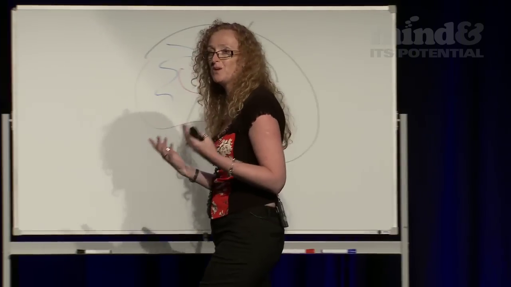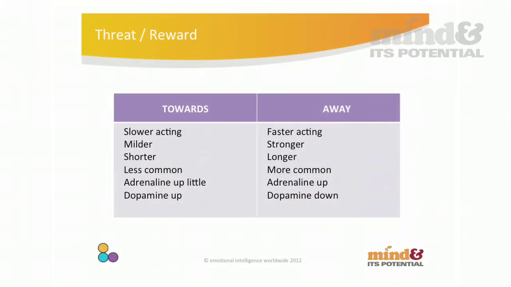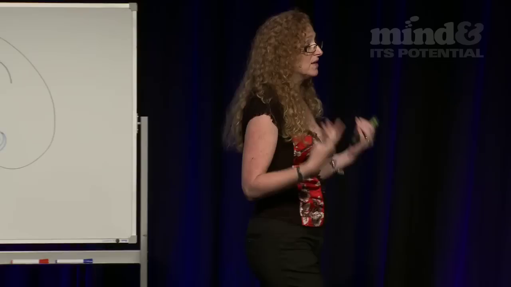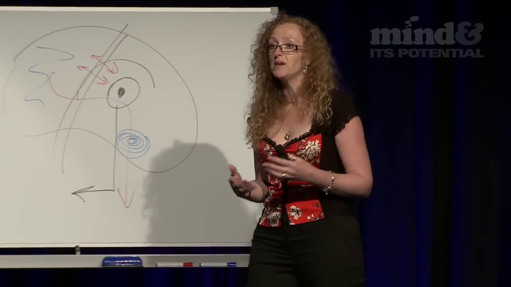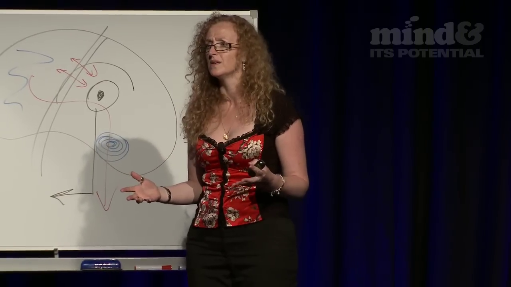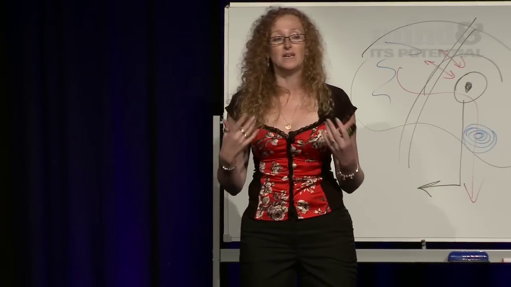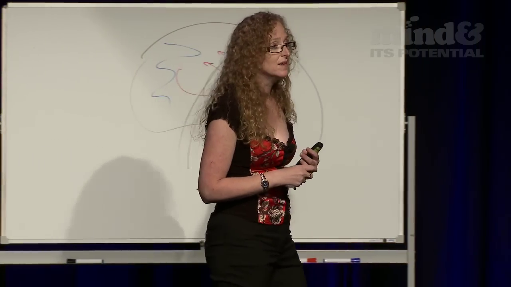So what we know from the basic premise of the human brain is we are wired for a stronger threat response. We know that away emotions are faster, stronger, longer, more common, adrenaline goes up, and interestingly, the fuel you need to think clearly, dopamine, goes down. Positive emotions are slower, milder, shorter, less common, dopamine goes up, adrenaline goes up a little, and we need a bit of adrenaline, it keeps us on our toes. But think about that for a moment in the way that you work, in the way that you live your life, in the way that you teach your kids.